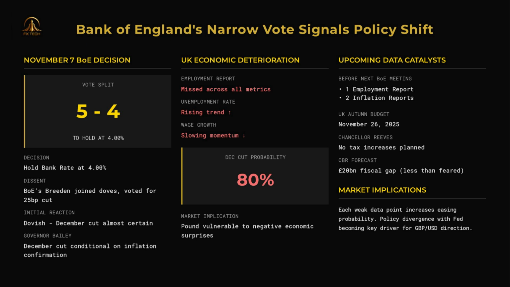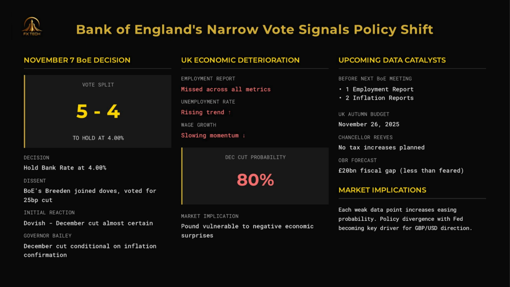The November 7th Bank of England decision revealed significant internal division with a narrow 5-4 vote to hold the bank rate at 4.00%. Notably, BOE's Breeden joined the dovish camp, voting for a 25 basis point cut. This dissent, combined with Governor Bailey's comments that a December cut is conditional on inflation confirmation, sent a dovish signal to markets. UK economic data deteriorated across the board, with the employment report missing expectations on all metrics.